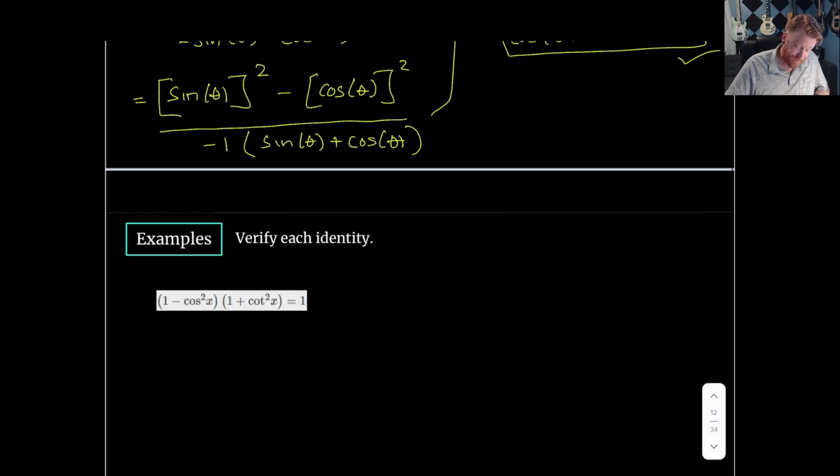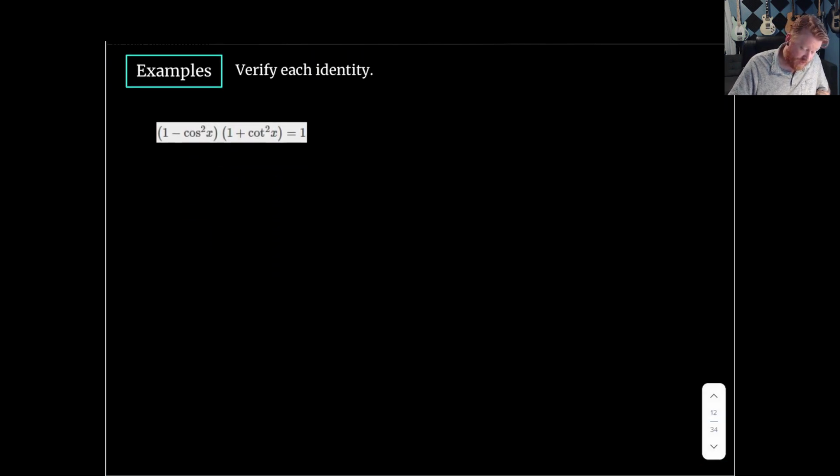All right, let's take a look at this next identity here: 1 minus the cosine squared of x times 1 plus the cotangent squared of x. We're claiming that this is equal to 1. So let's take a look here, and there are different ways that we can approach this one. I did it one way, and then I took a look at the way the book was doing it, and they were doing it a different way.